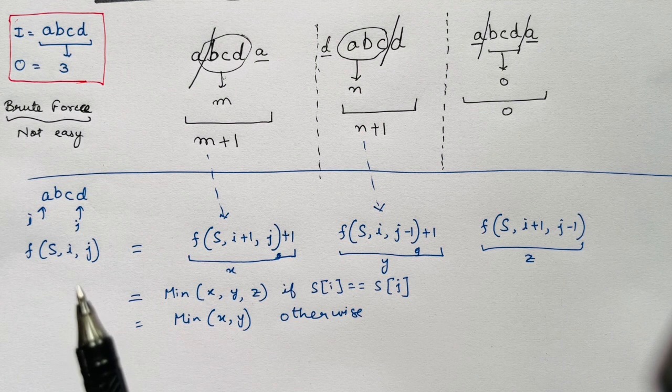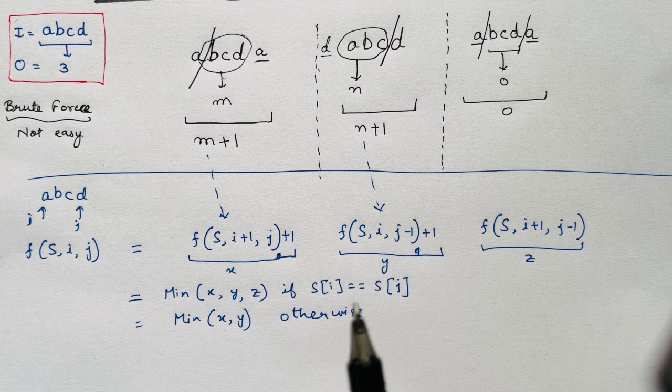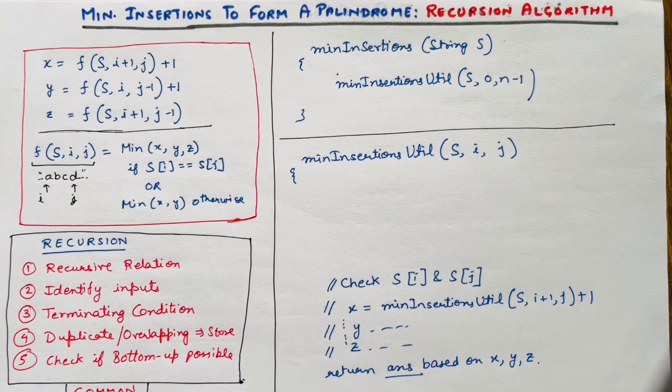So if I have to calculate f of s I comma j, what will be its value? If the last and first characters are equal, then it will be minimum of these three. And if they are not equal, then it will be minimum of these two. So this is what we have so far.